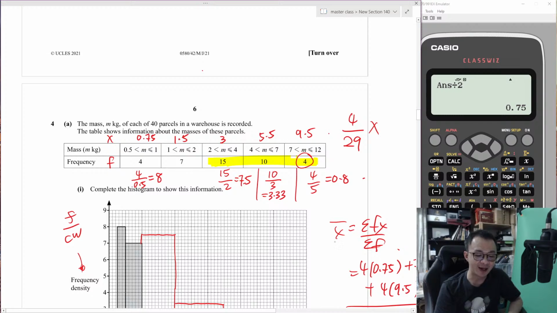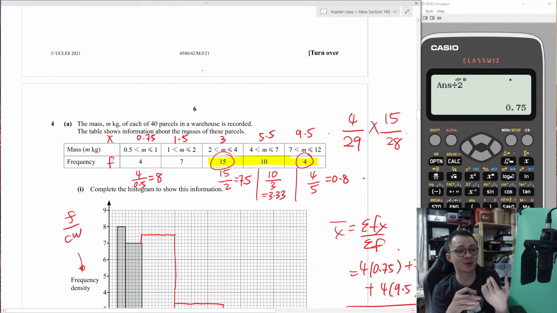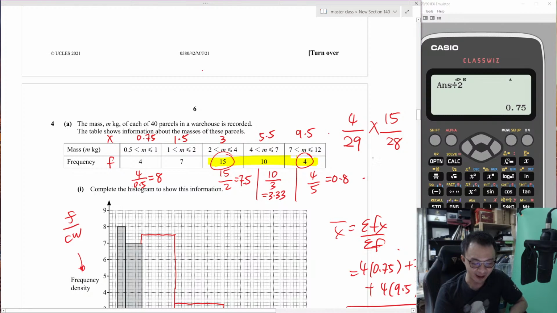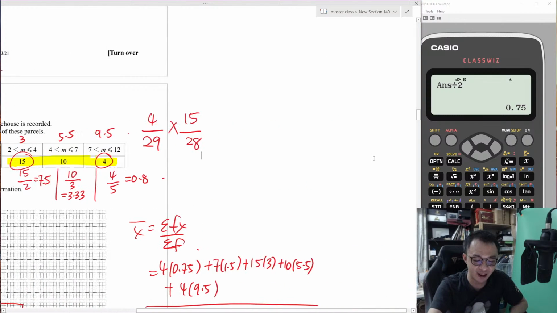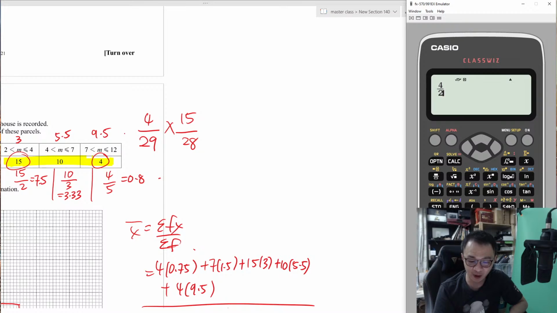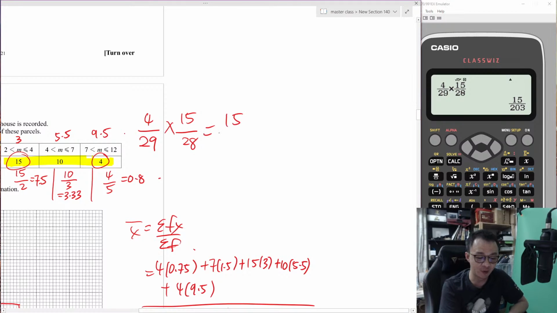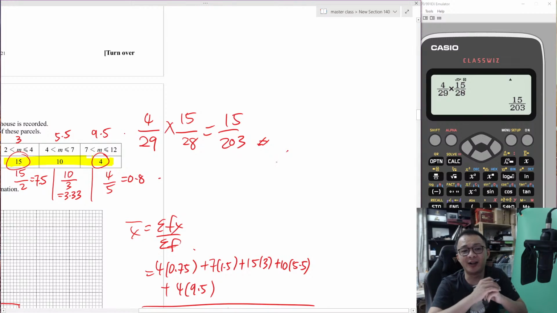Alright, then I multiply. The second one he will pick, which is less than 4 kg. You have 15 of them. 15 over 28, because without replacement, right? So 29 needs to minus 1 to get 28. Then I should be able to get the answer, which is 4 over 29 multiply 15 over 28. So this one will be 15 over 203. Okay. Yeah, this question is probably a little bit hard.